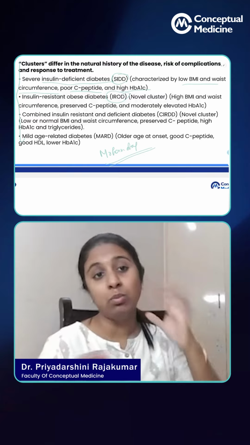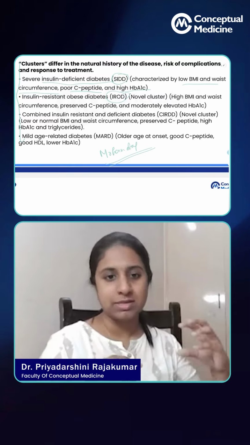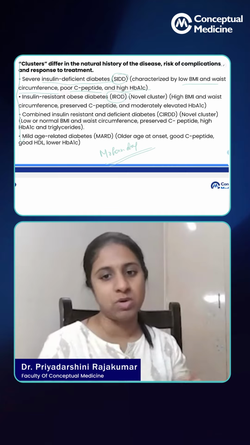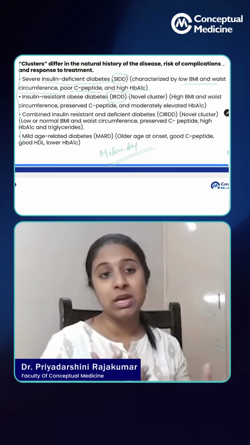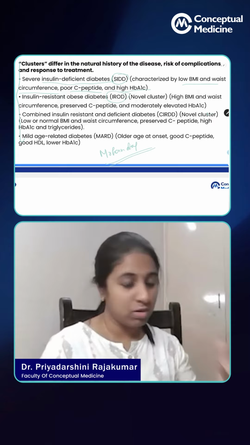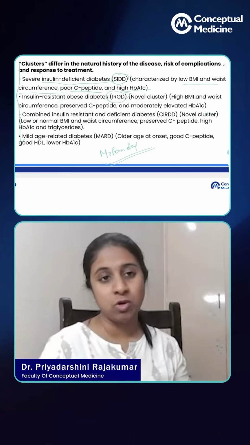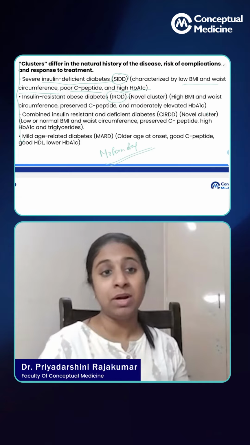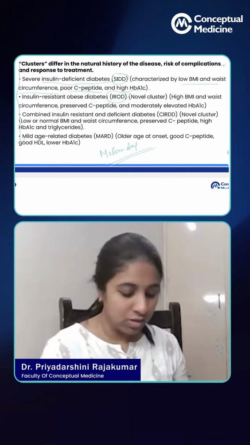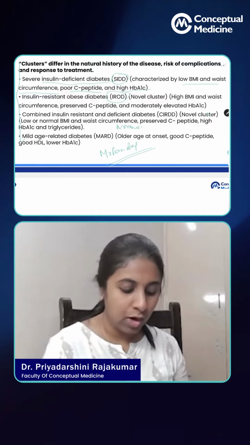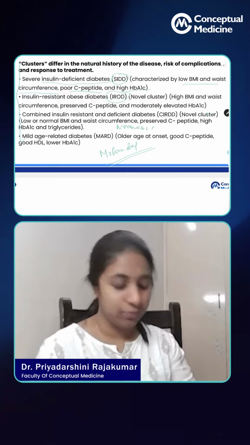And the third, you will have combined insulin resistant and deficient diabetes, CARDD. This is again a novel cluster which usually has both. You have normal BMI or low BMI with a normal waist circumference, preserved C peptide, but at the same time, they have high HbA1c and triglyceride. So this is normal weight obesity along with the insulin secretory defect.